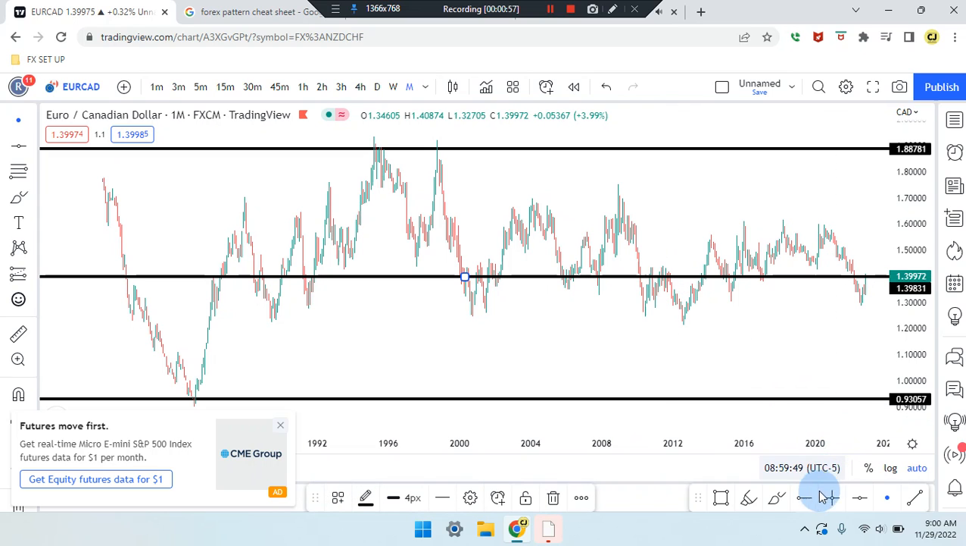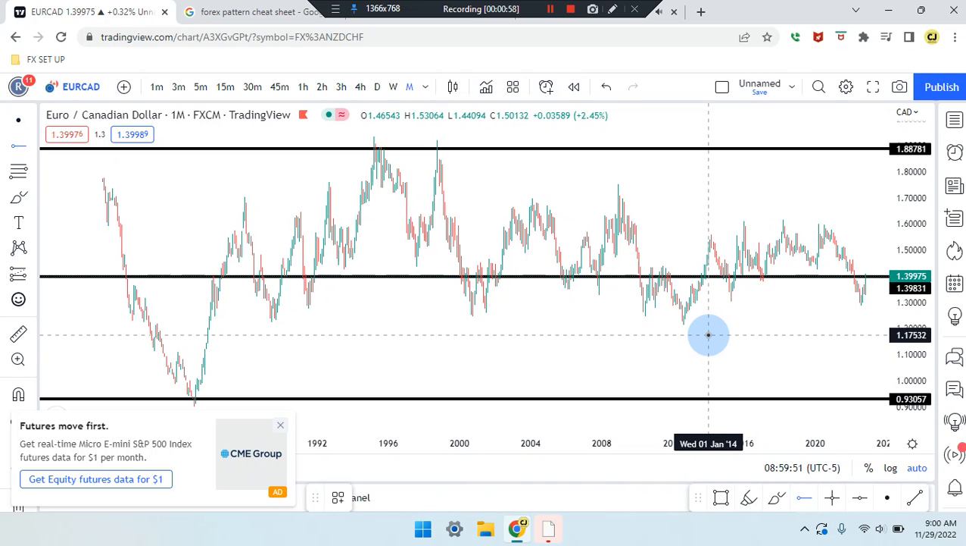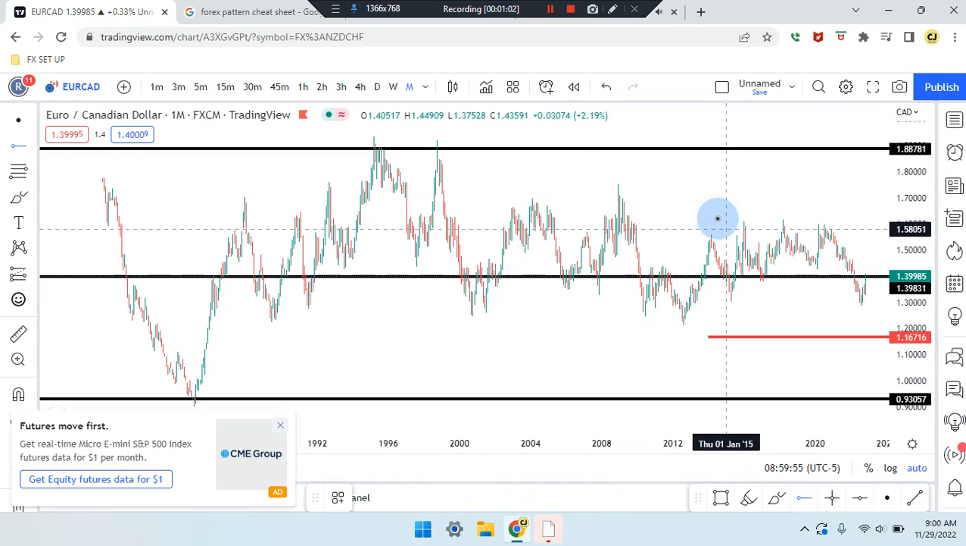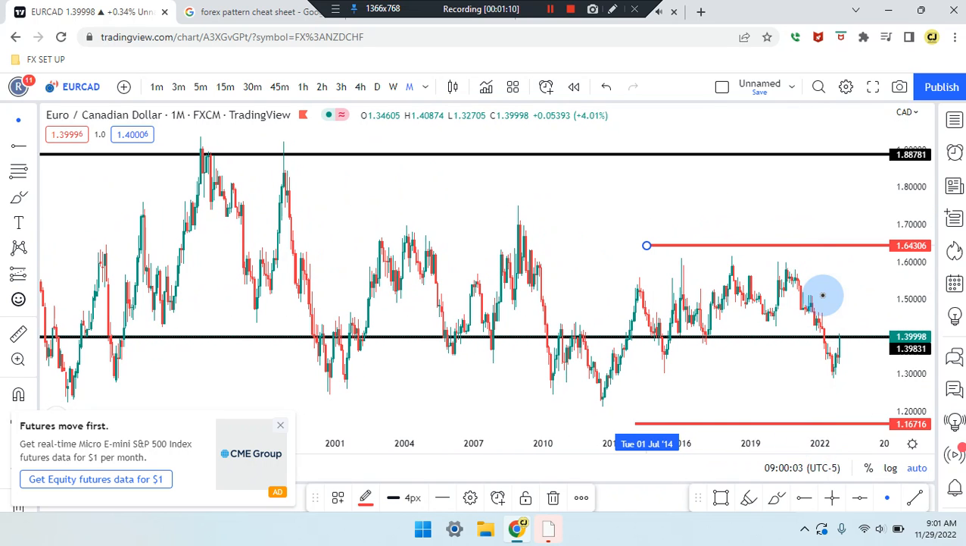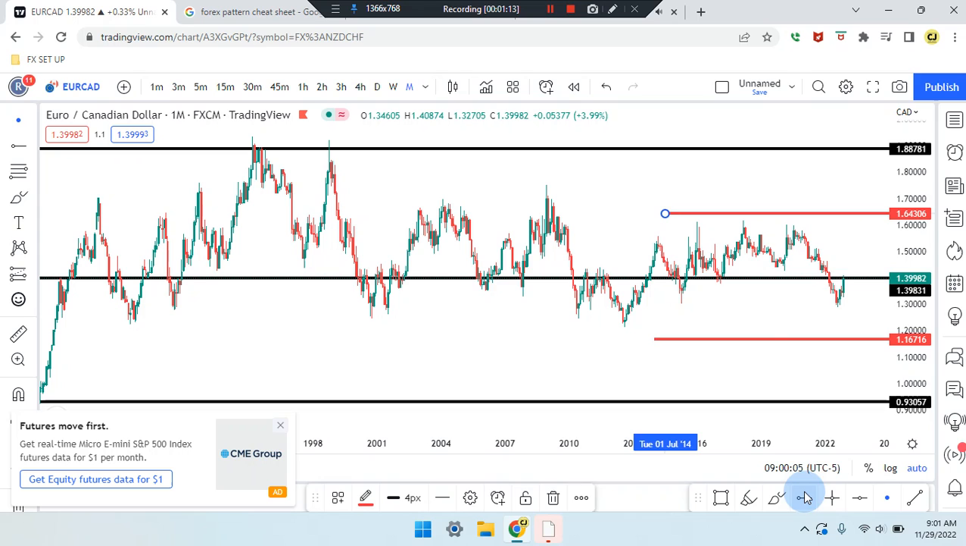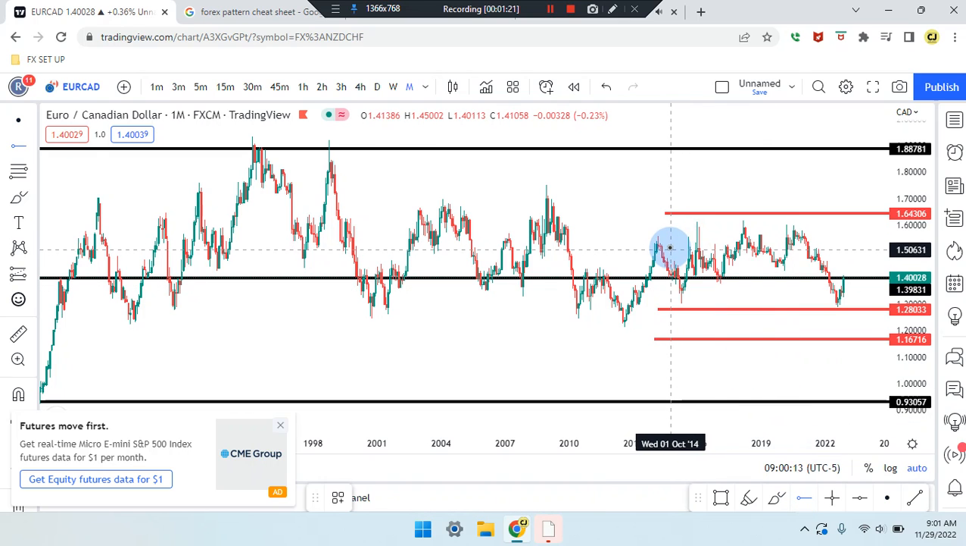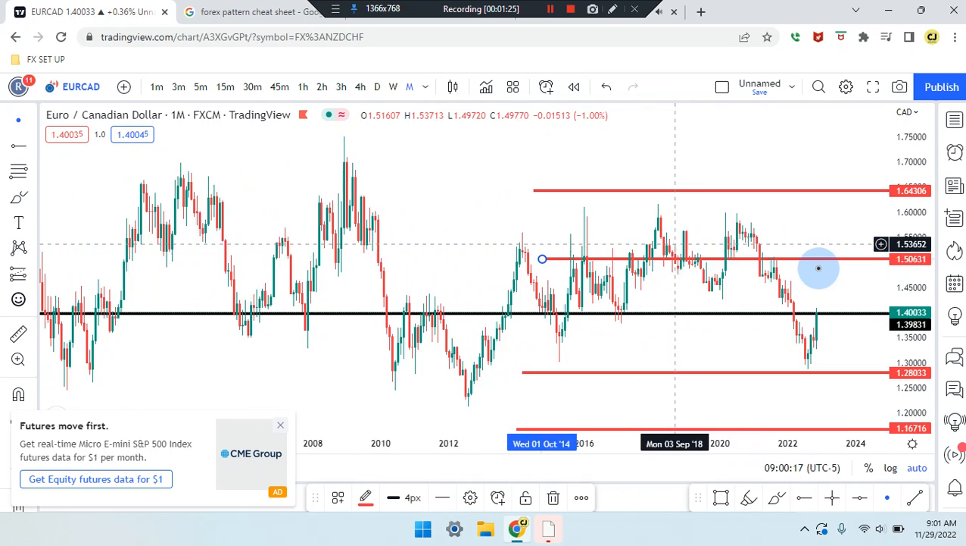Midpoint. Also adding second level lows and second level highs. And let's also add third level lows. And let's also add third level highs. So let's zoom in and see what's going on.